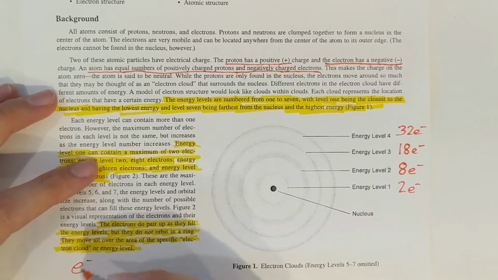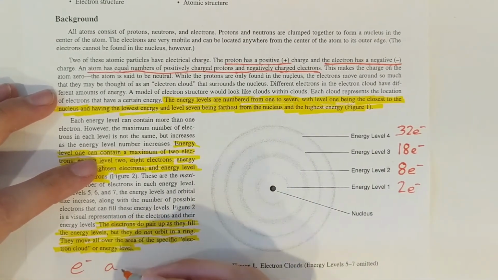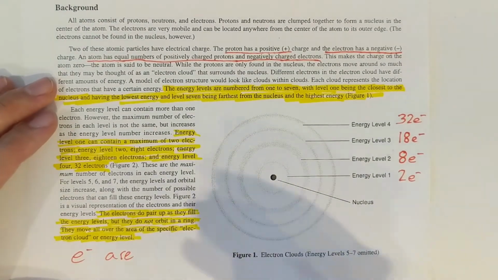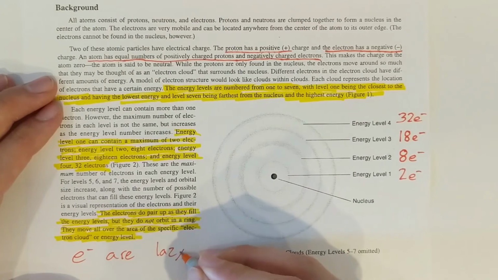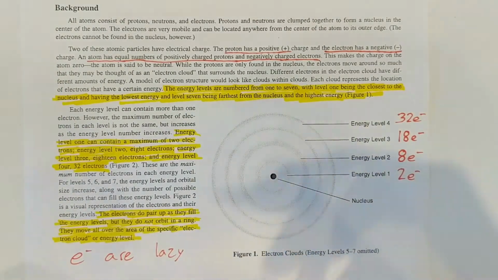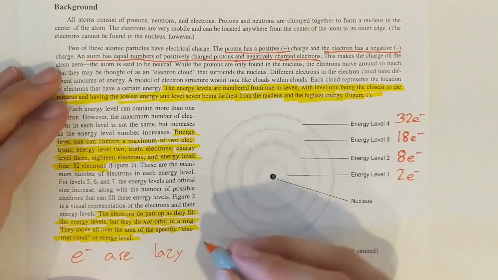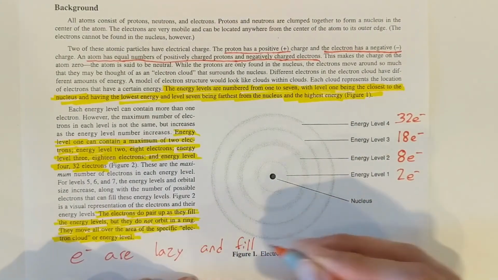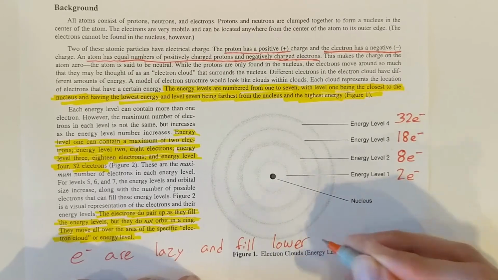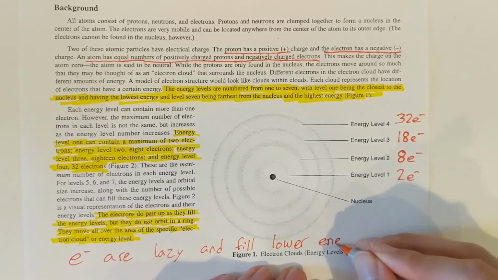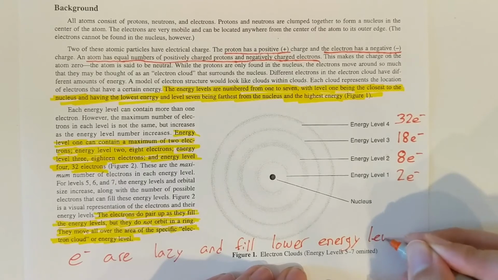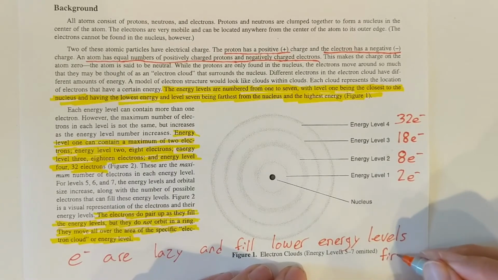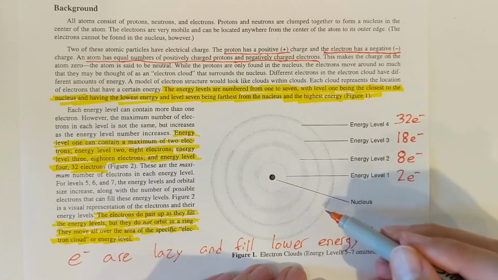So we know that electrons are lazy, right? Everything in nature is lazy. So electrons are lazy as well. And they fill in our lower energy levels first. Electrons are lazy and fill lower energy levels first.